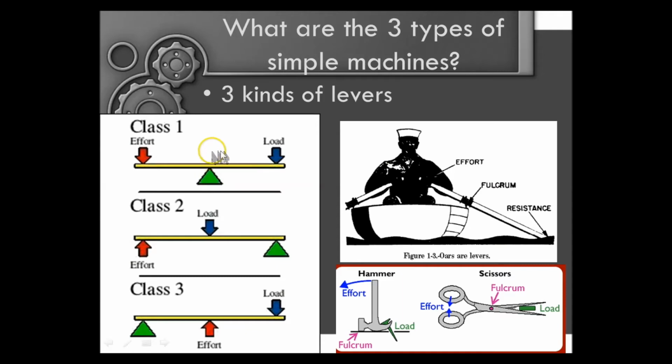So a traditional seesaw is going to be just like the first class lever. So it has the fulcrum in the middle. A second class lever is going to have that fulcrum on the very end. This would be like a pry bar. And a third class lever is going to have that fulcrum on the end again, but your effort's in the middle and the load is going to be on the end. So this would be more like a tennis racket or some tongs.